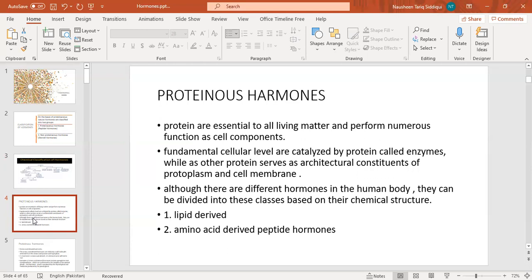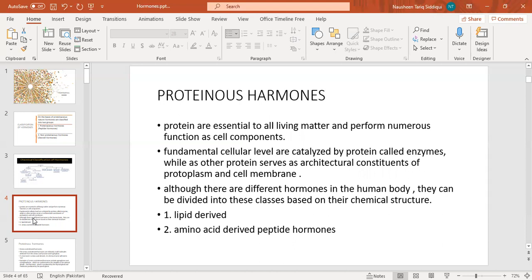Proteins are essential to all living matter and perform numerous functions as cell components. Fundamental cellular processes are catalyzed by proteins called enzymes, and one of the very important proteinous compounds are enzymes, basically, which are very important in catalyzing at different levels, which is the cellular level.